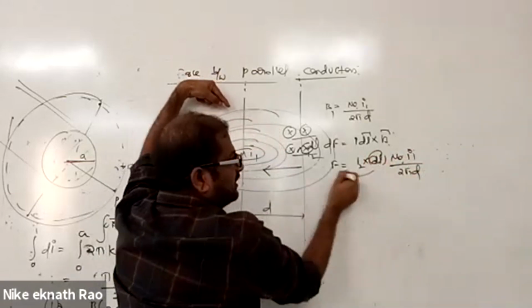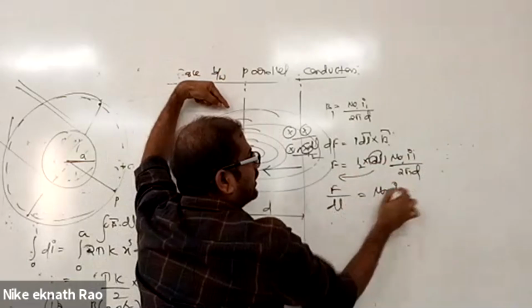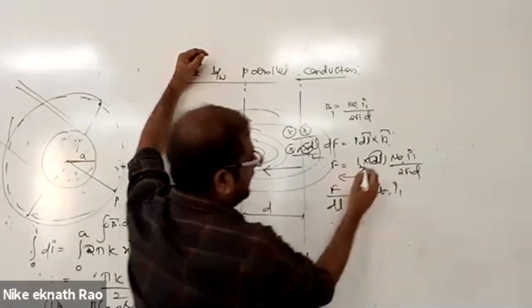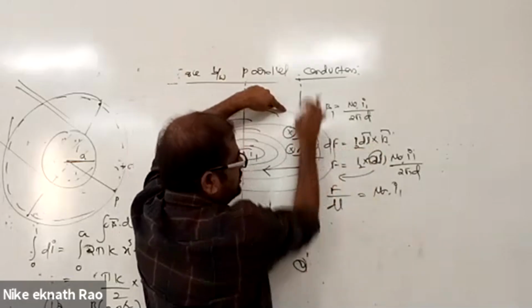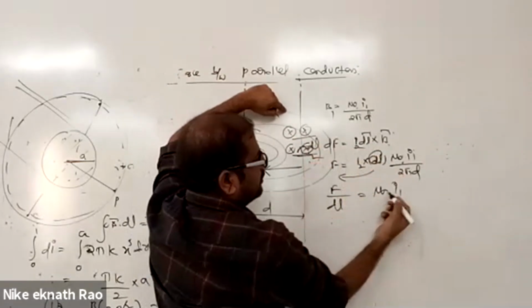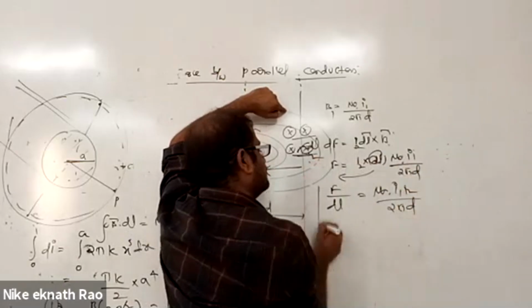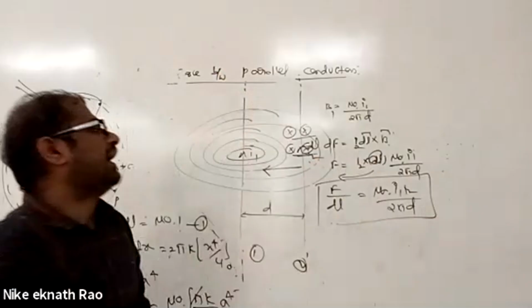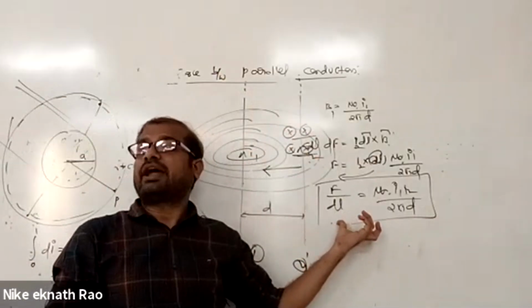So if I take this dl element, the force per unit length is this formula. You know I1. And I means what here? I2 in this one. The current element I dl, current is I2, so I2 dl. So you know, I1 I2 divided by 2 pi d. This is the force per unit length acting on the second conductor.